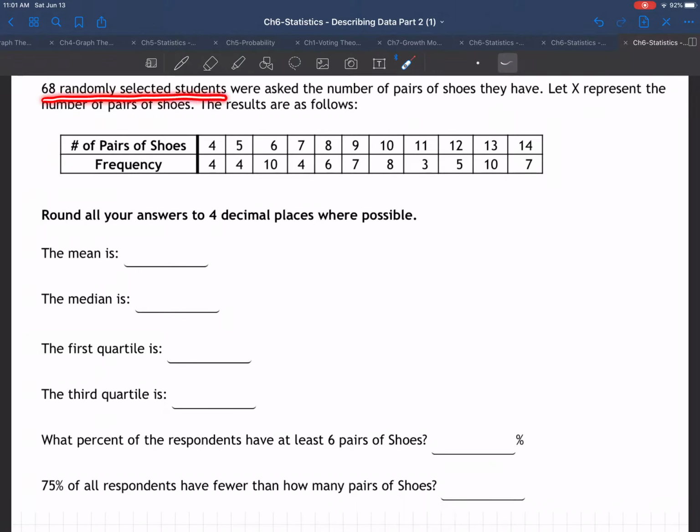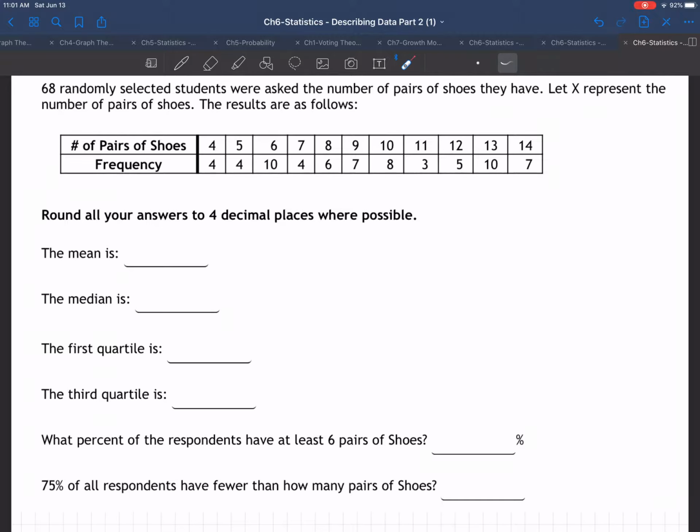68 randomly selected students were asked the number of pairs of shoes they have. Let X represent the number of pairs of shoes. The results are as follows. So here's the number of pairs of shoes, and here's the frequency that that occurs with.